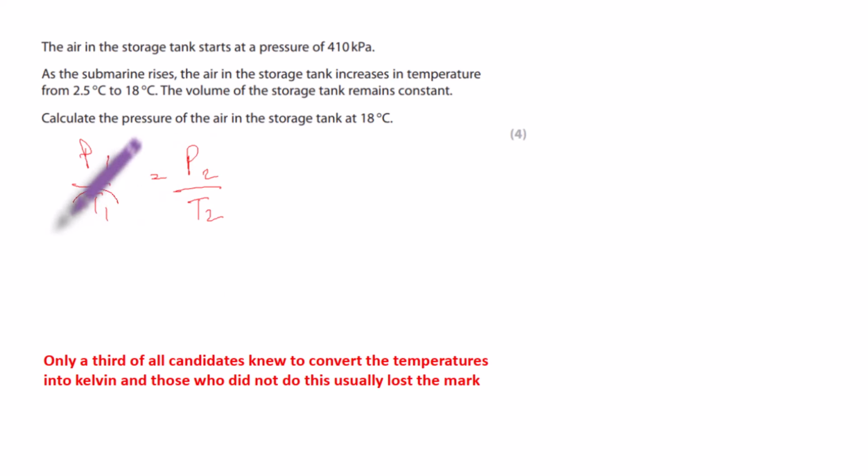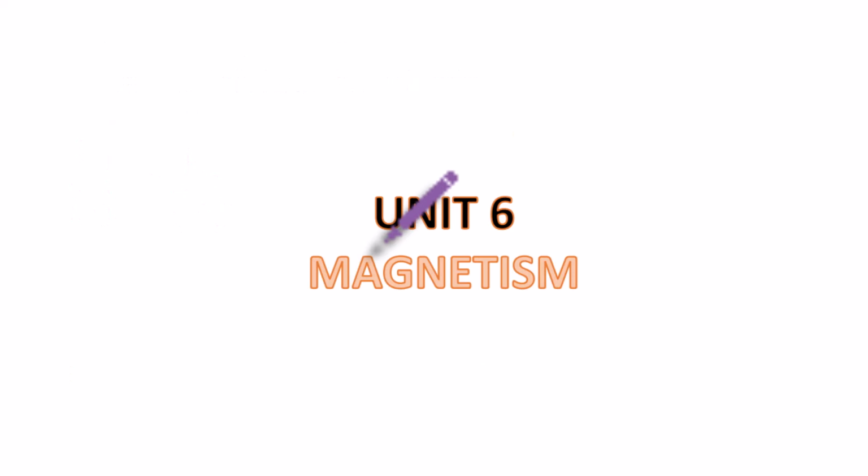This is one of the most common mistakes that students make. They forget to convert the temperature in degrees Celsius to Kelvin. And how exactly do you do that? You add 273 to the temperature in degrees Celsius to convert it to Kelvin. Please remember this. Only a third of the candidates, as in only 30% of the candidates among 100%, got this right. 70% of the candidates got it wrong. Make sure you never make this mistake.